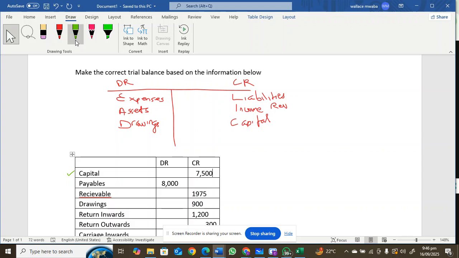Okay. These are the double entry rules here. Okay, colleagues? These are the double entry rules. So these are the ones we're following.